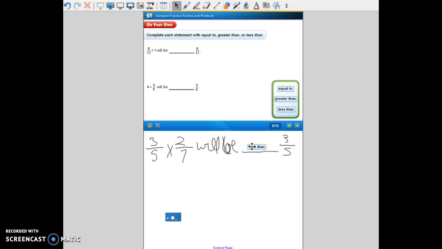Number 3, 5/8 times 6 will be blank than 5/8. If I have 6 groups of 5/8, is that not going to be what? Greater. Greater than 5/8.